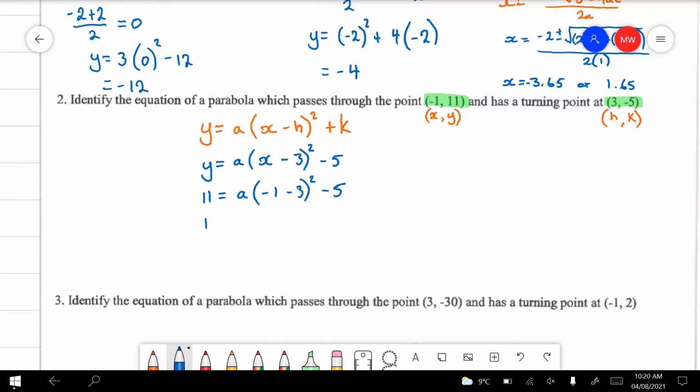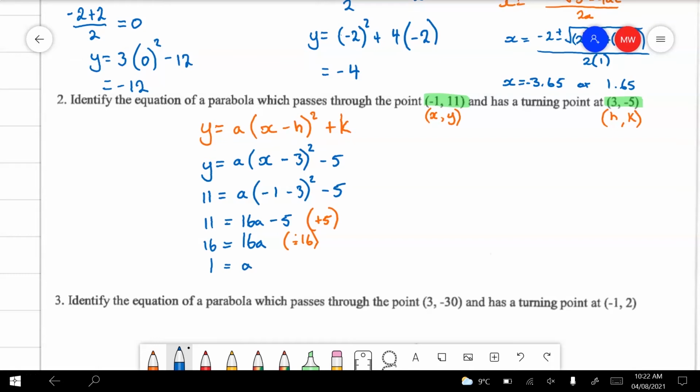Now we're just solving. I've got 11 on this side, and on this side I've got -1 minus 3 makes -4, -4 squared is 16, so we've got 16a, and still a -5 here. Balance method, add 5 to both sides. All I have left over here is 16, and on this side I've got 16a, divide by 16 both sides, all I've got left is 1, all I've got left is a.